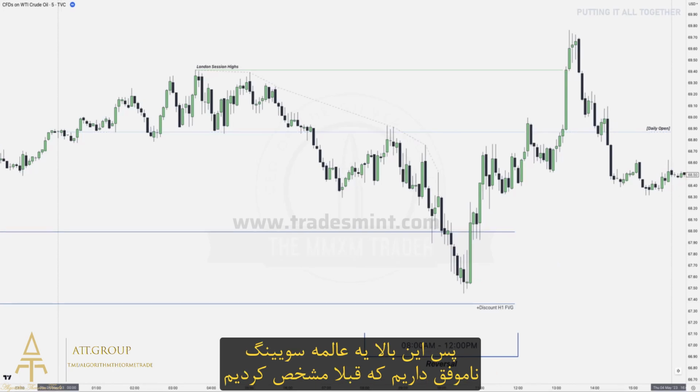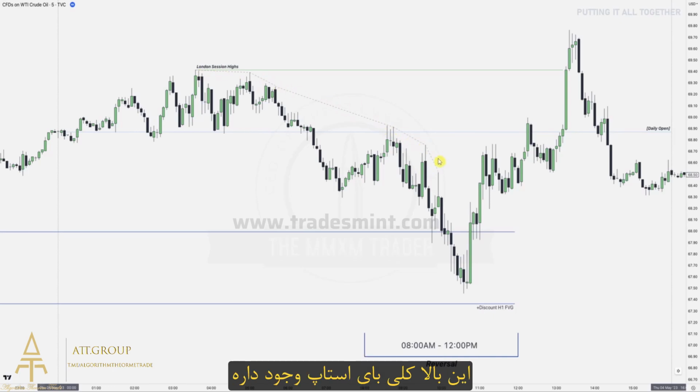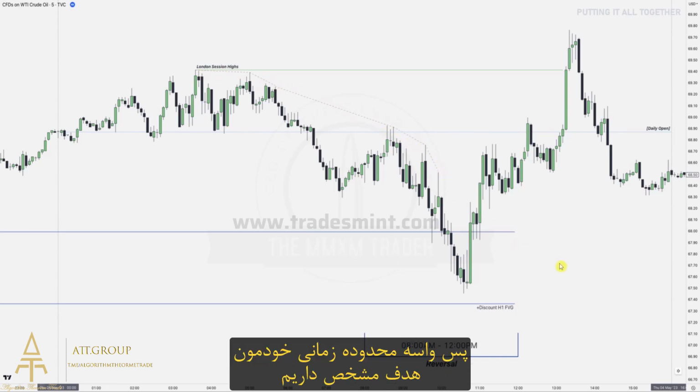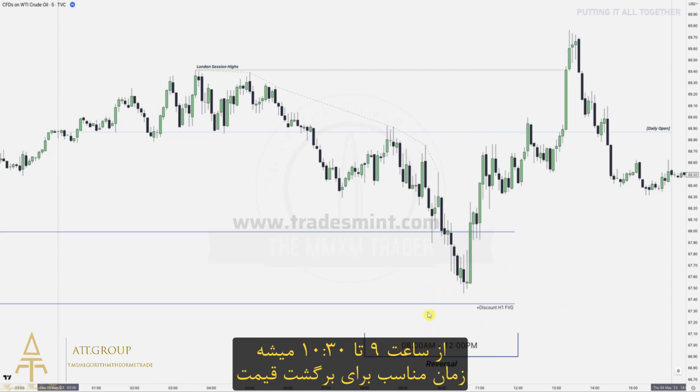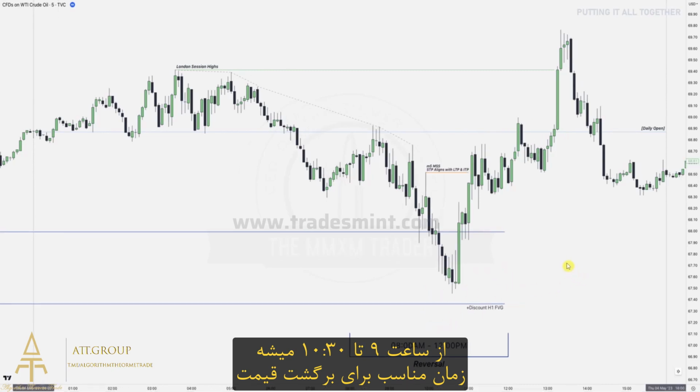So failure swings, right, as outlined earlier, all the way above here. So a lot of buy stops resting above here. So we have clear targets for our window, and we're waiting for a reversal, right? So actually from 9 to 10:30 is that sweet spot for that reversal, right?